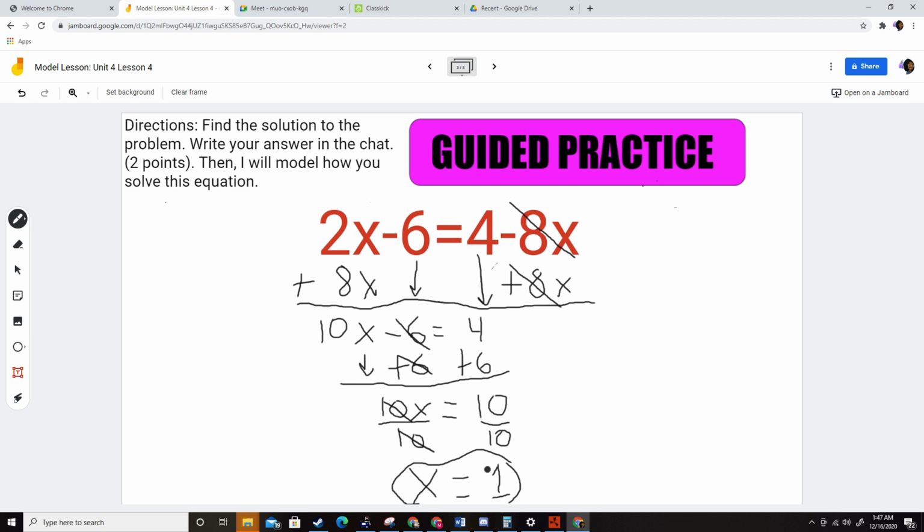Now remember, if you ever need to check these, just go through and pop those back into the equation. I'm going to leave that up to you. Okay? Now, what you guys are going to do, let's transition back over to ClassKick and check to see what our next step is.